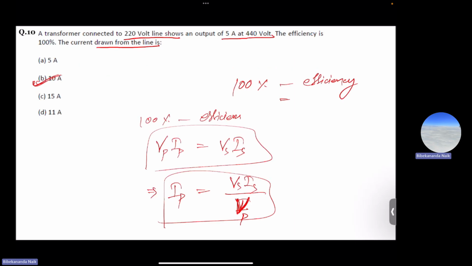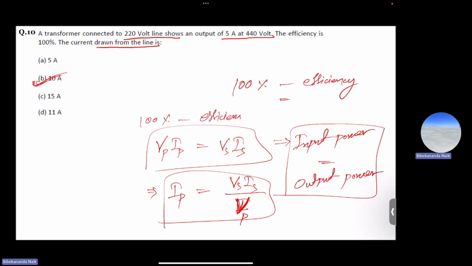When a transformer is connected to a 220 volt line and its output is 5 ampere at 440 volt, its input power is equal to output power. That means VP IP equals VS IS. So we calculated IP equals VS IS divided by VP. This is the correct answer, option B, 10 ampere.